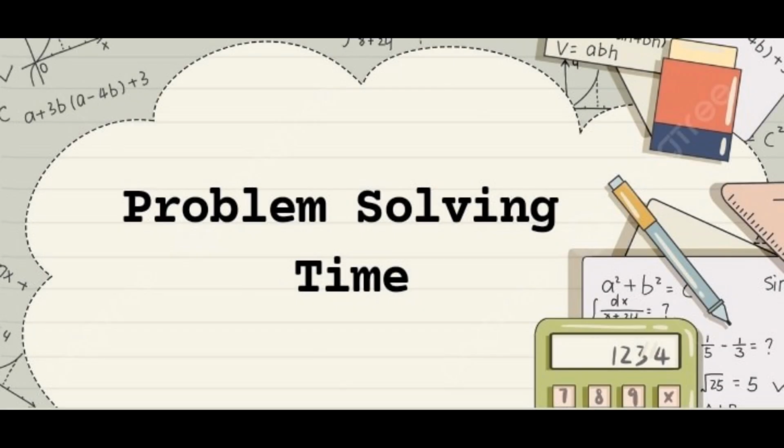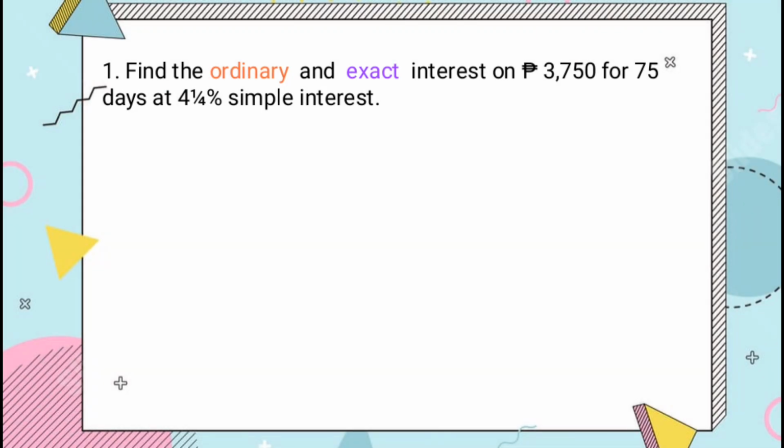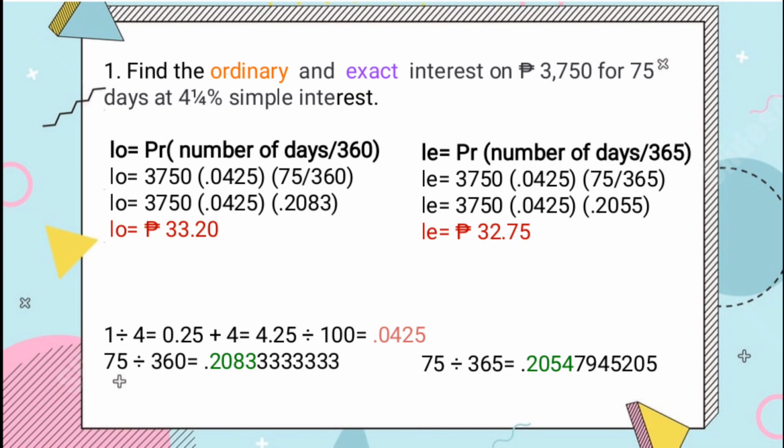Let's solve a problem. Find the ordinary and exact interest on 3,750 for 75 days at 4 1/4% simple interest. So let's solve this one. Okay, that is the complete solution for that. So I will explain step by step. Okay, let's solve first the ordinary. Yan sa gilid, yung may LO. Okay, copy the sign LO, which is ordinary yan.